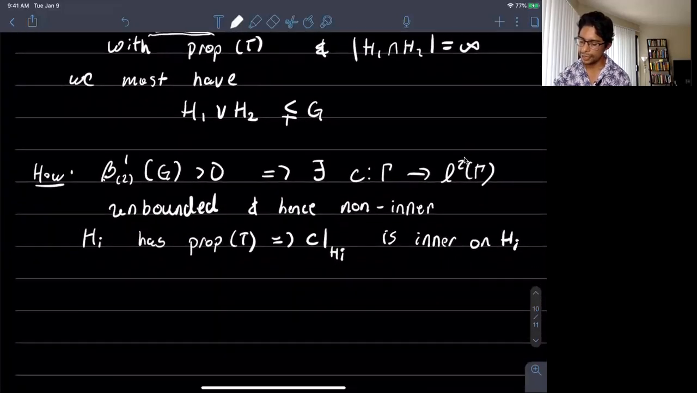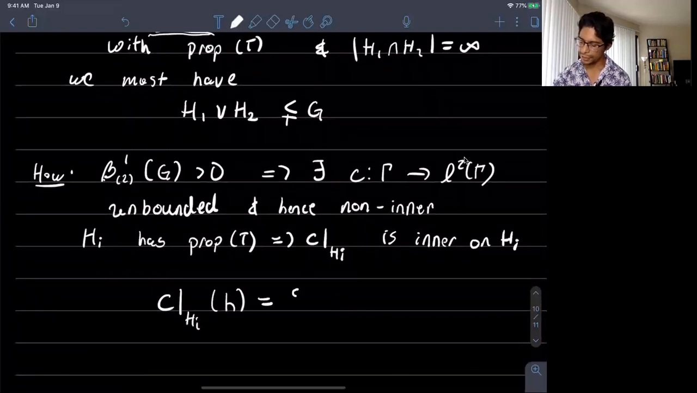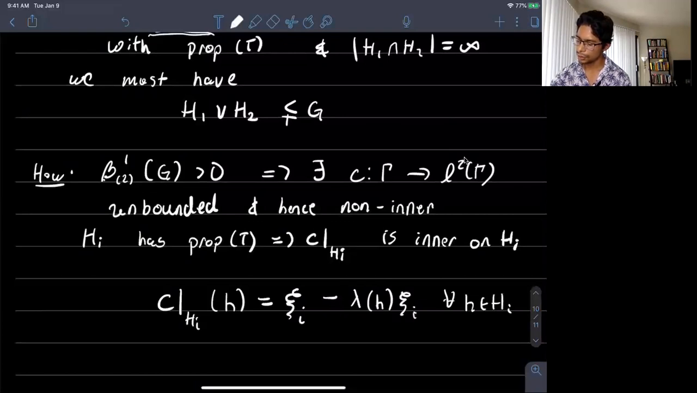And since these are inner, C restricted to HI of H is given by some fixed vector, and so we have this formula for every H in HI. Okay, so it's inner, not on the whole group, just on this small chunk.